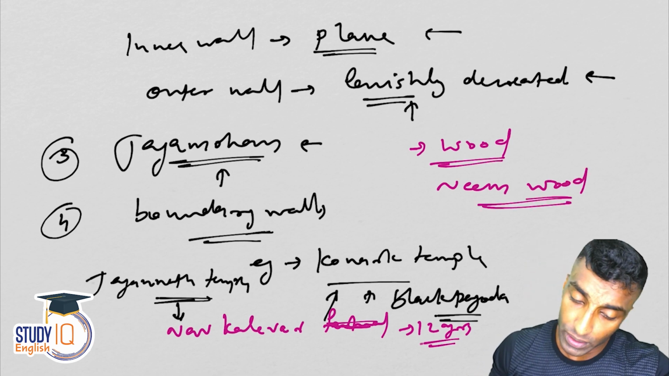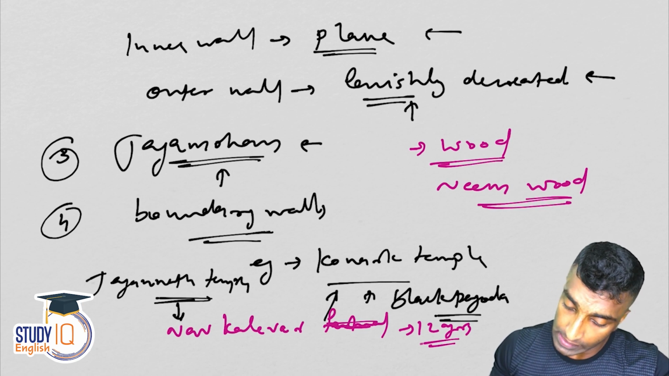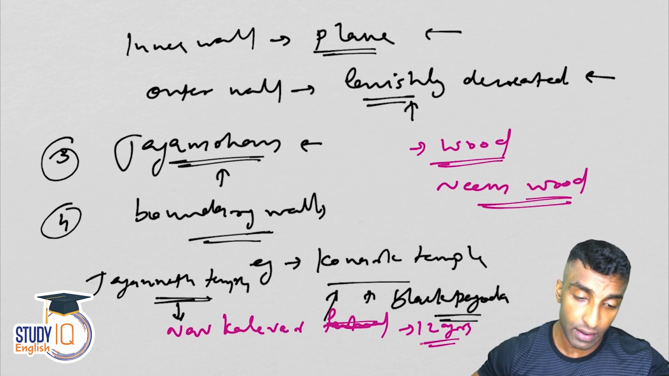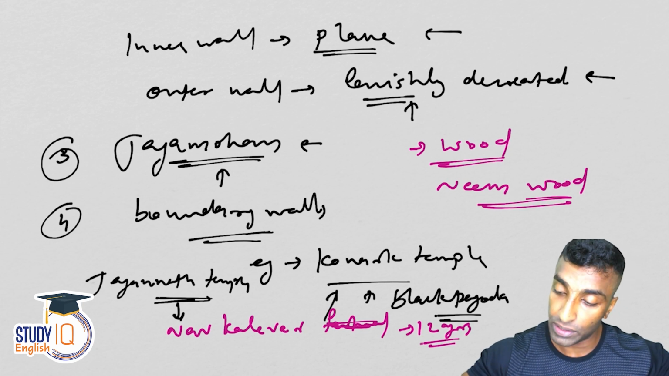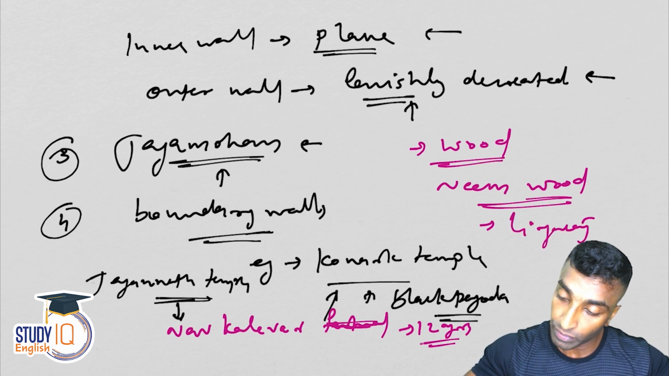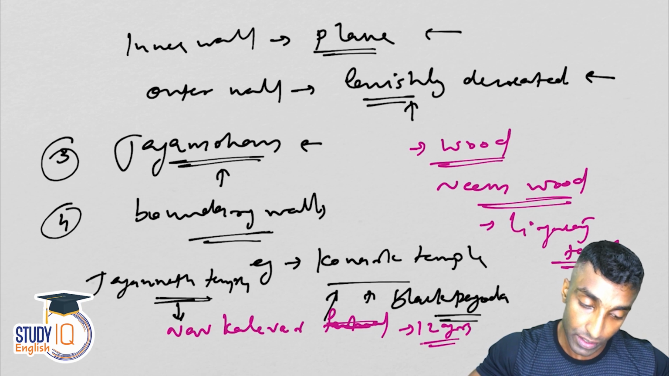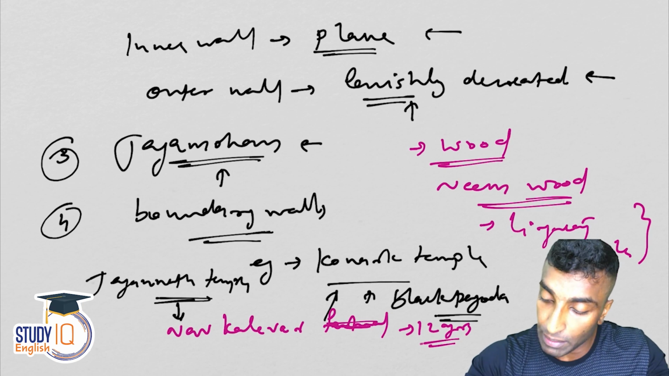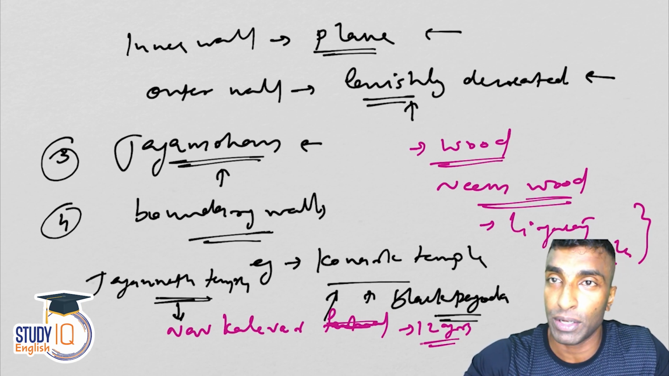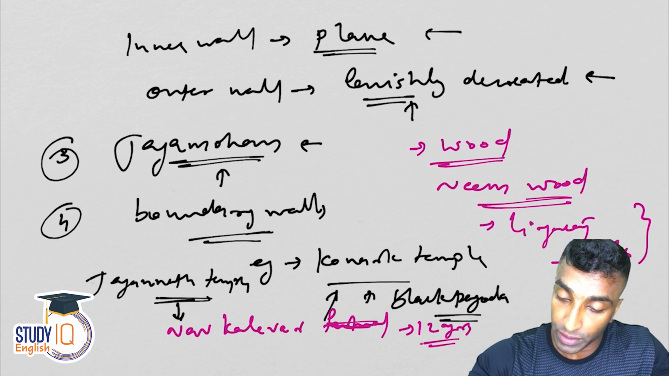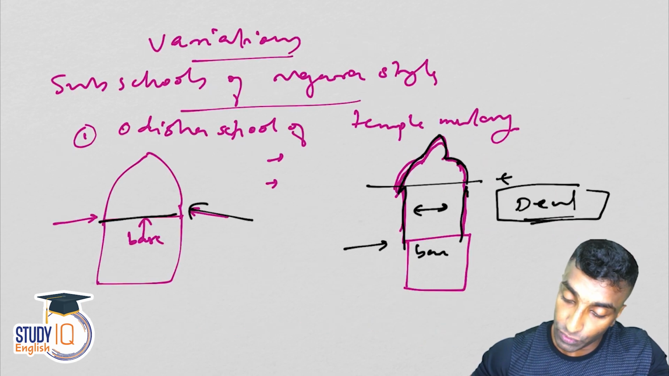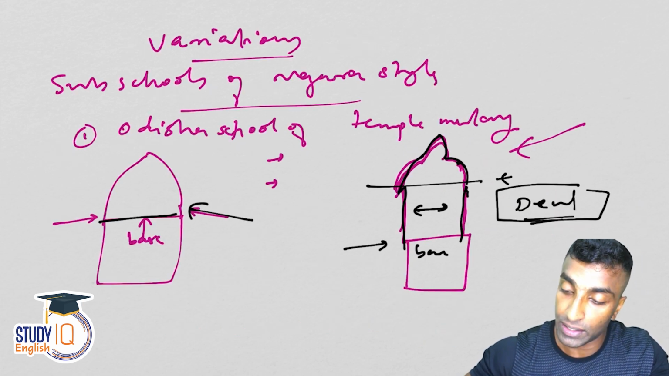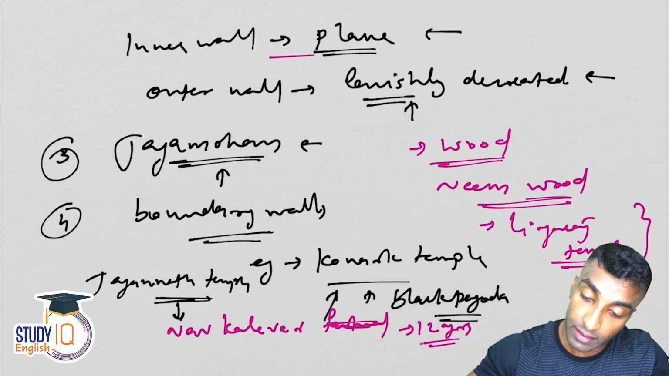So this is about the Odisha style, and one more example apart from this is the Lingaraj Temple, Bhubaneswar. So these are 3 examples: Konark Temple, Jagannath Temple, Lingaraj Temple. I hope this is very clear to all of you. This is what you need to know: firstly, there are some changes in the Shikhara, the inner wall is plain and the outer wall decorated, and there are boundary walls. Remember that.